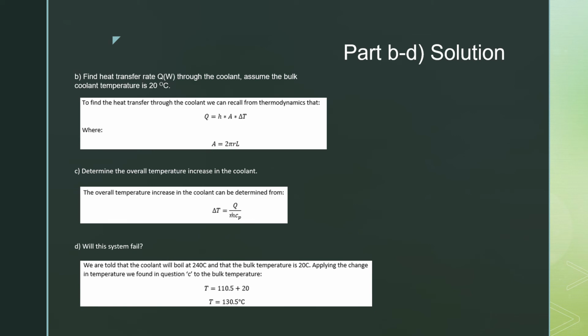And finally for part D, will the system fail? This is kind of a concept question to understand that you don't want your coolant to boil and you're given the temperature that it will boil at, so you're just comparing the total temperature change to the coolant's boiling point, and we see that it ends up becoming less. So no, the system will not fail.